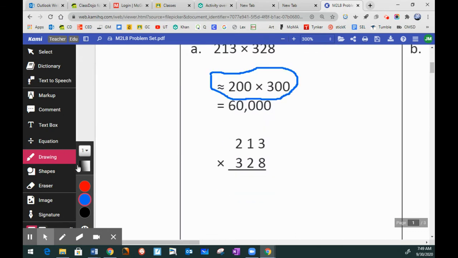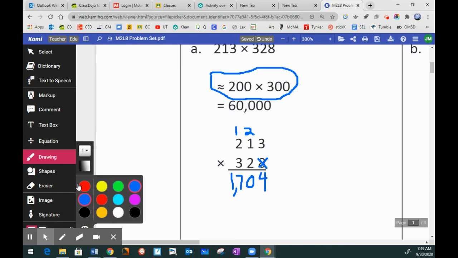I'm going to choose, okay, we have a blue color right now. So 8 times 3 equals 24. You carry 2 over to the tens. And 8 times 1 equals 8 plus 2 equals 10. You write the 0 in the ones and carry the 1 over to the hundreds. Then you multiply again. 8 times 2 equals 16 plus 1 equals 17. So this is the partial product for multiplying the ones times the number above. So I'm going to cross that out. That one is already done.